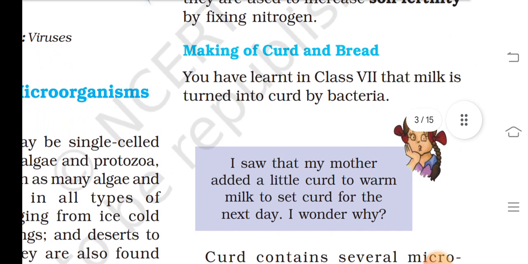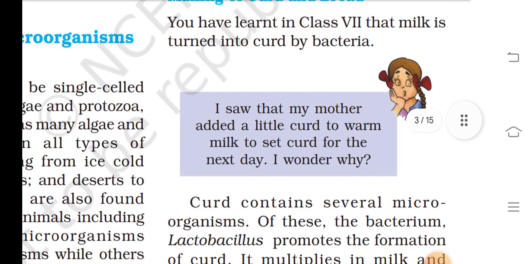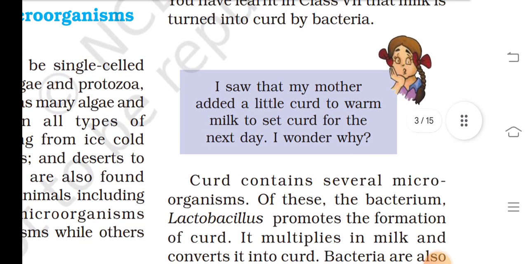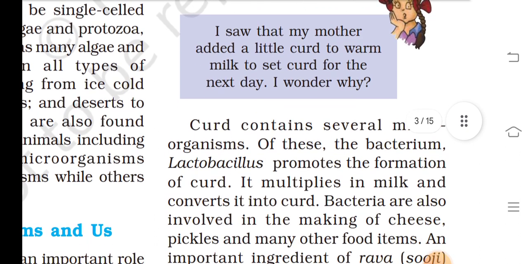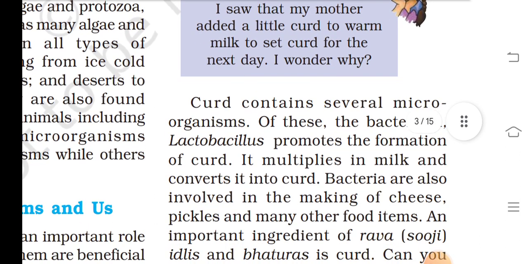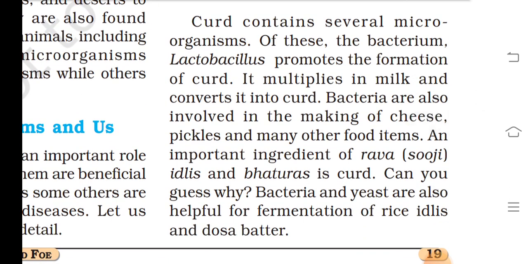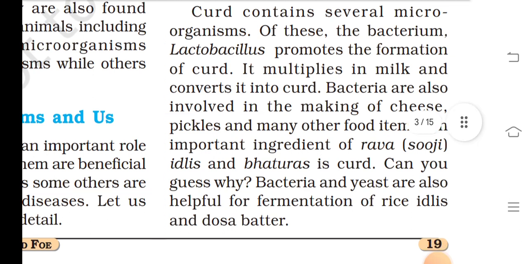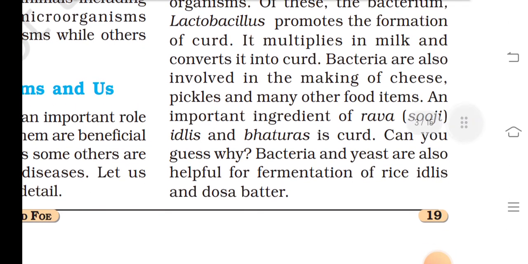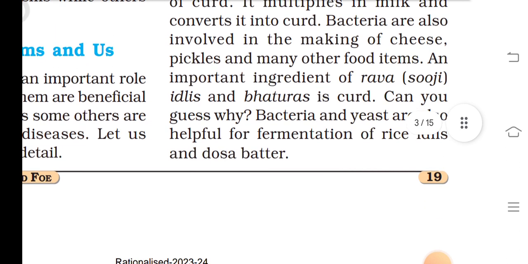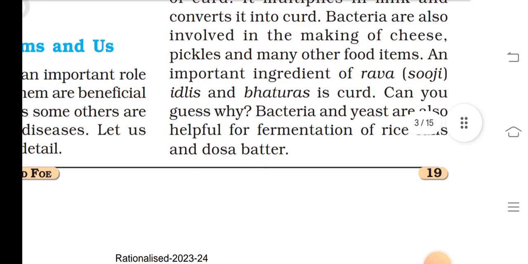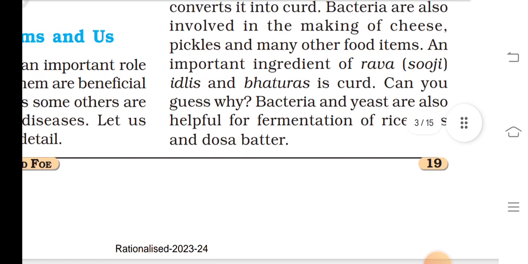Making of curd and bread. You have learned in class 7 that milk is turned into curd by bacteria. I saw that my mother added a little curd to warm milk to set curd for the next day. I wondered why. Curd contains several microorganisms. Of these, the bacterium Lactobacillus promotes the formation of curd. It multiplies in milk and converts it into curd. Bacteria are also involved in the making of cheese, pickles, and many other food items.